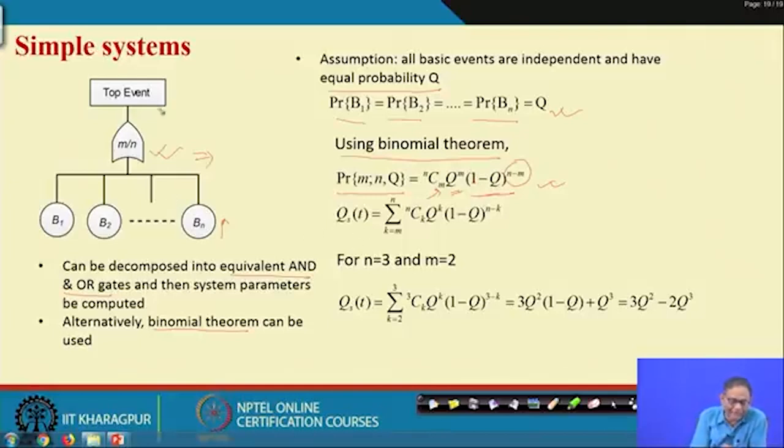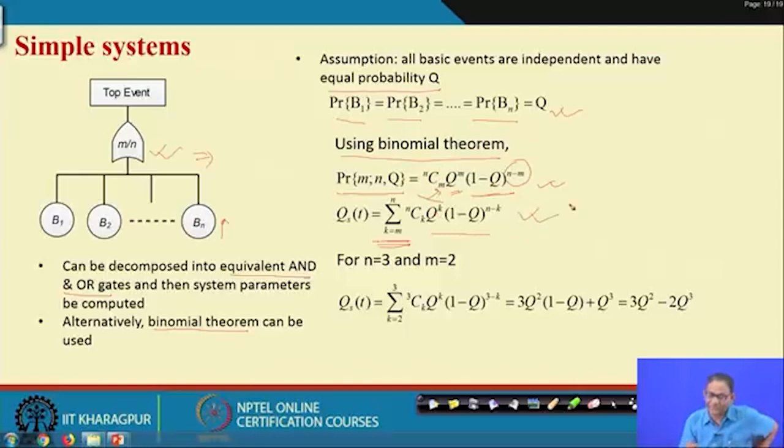Now, what will happen for the system-level unavailability? System-level unavailability means either m, or m plus 1, or m plus 2, that is, m or more basic events would occur. As a result, the summation comes in. So, QST is the sum over k equal to m to n of nCk q to the power k times 1 minus q to the power n minus k. All the probabilities are summed.